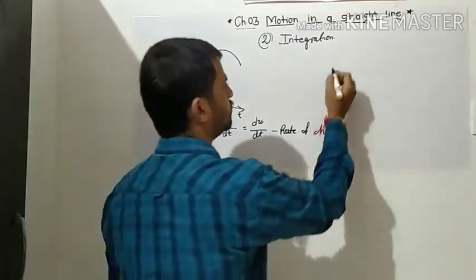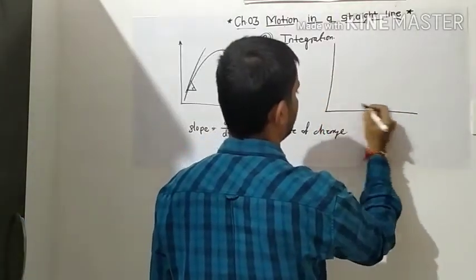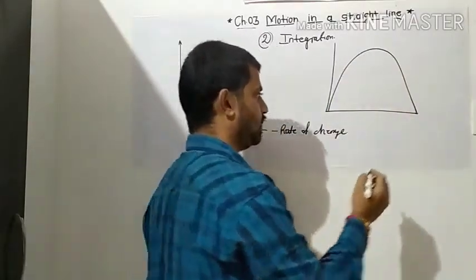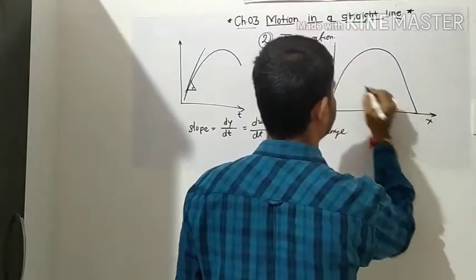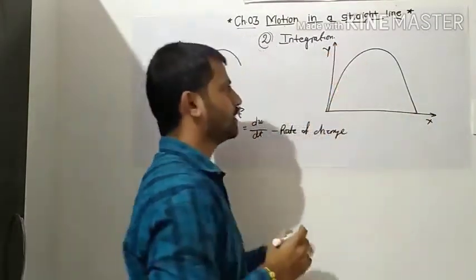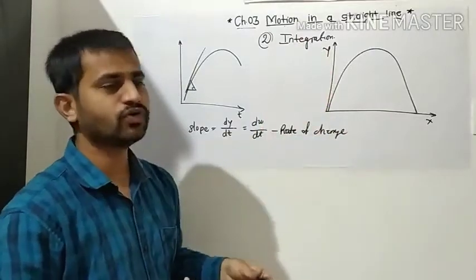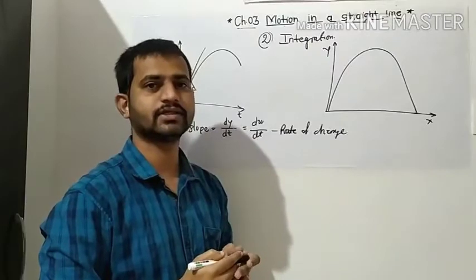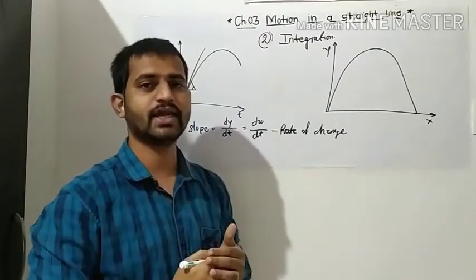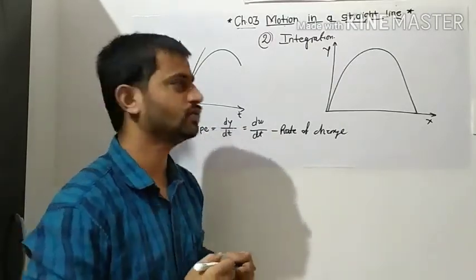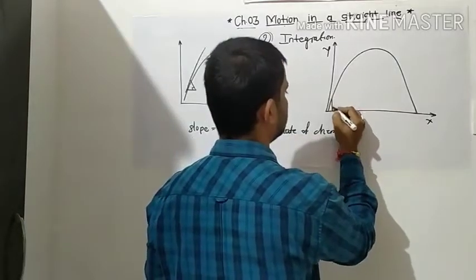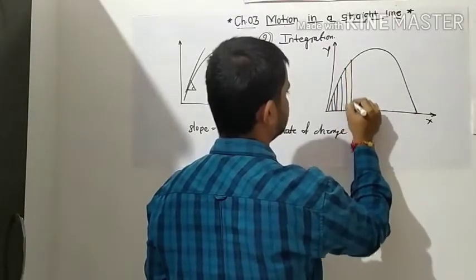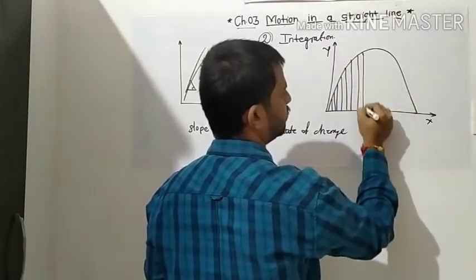Suppose this is the graph we are getting, and in this graph this is the curve, suppose this is x and this is y. In both cases, if we have to find the area under this curve, then we have to divide this area into a number of small parts. Suppose we divide this into small vertical parts.